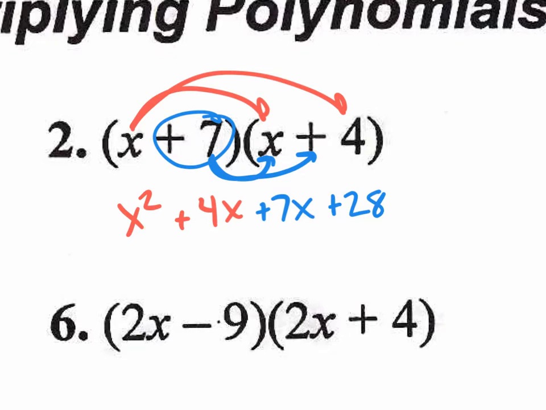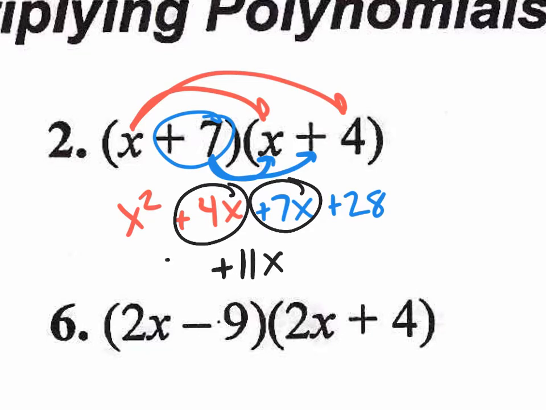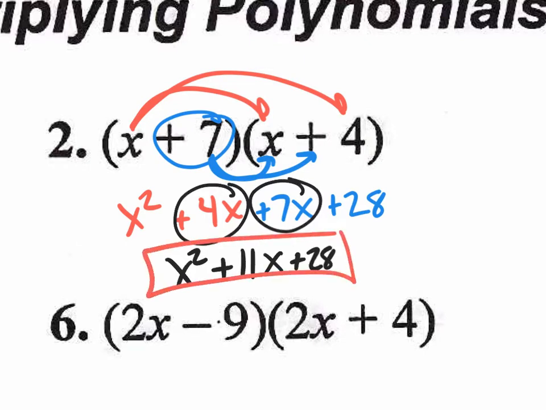And if you're going to be combining anything, it's going to be the 2 middle terms anyway. So that's why I don't stack them up. It's really unnecessary. If you want to stack them up, go for it. That's fine. But anyway, the 4x with the 7x, that becomes a positive 11x. And the x squared comes down, and the 28 comes down. And we're done. Let's move on, number 4.